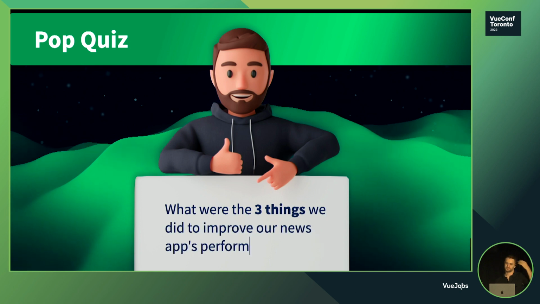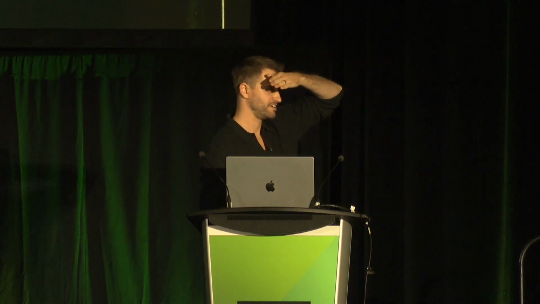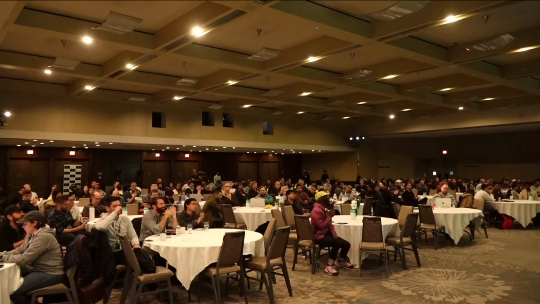All right, so the question is, what were the 3 things we did to improve our Nuxt app's performance score? Okay, you. Delayed hydration, image optimization, and dynamic import. Perfect, cool. All right.